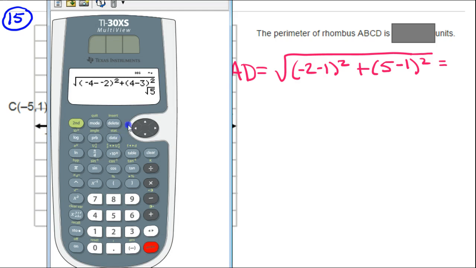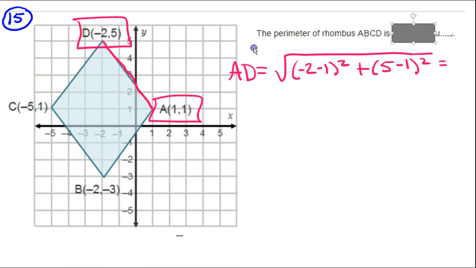So let's go. Okay, so this is going to be -2 minus 1 squared plus 5 minus 1 squared. Okay, and that's giving me 5. All right, it's fun when it comes down to a nice round number. So if that's 5, that means they're all 5.